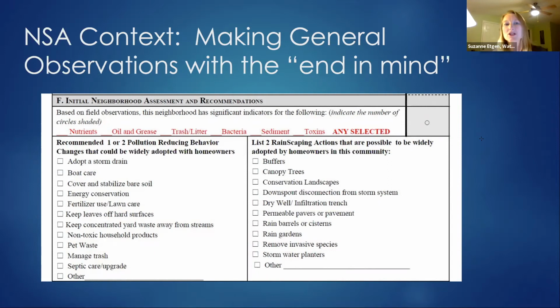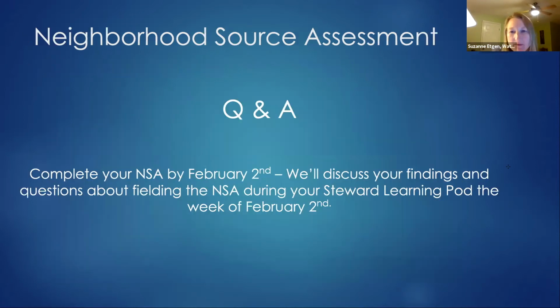So this form just wants you to make general observations that will help narrow the type of project. It's not going to help you identify a specific project, but it will narrow that down to the type of project. So let's go to the next slide. And I think this is where we're going to do some Q&A.